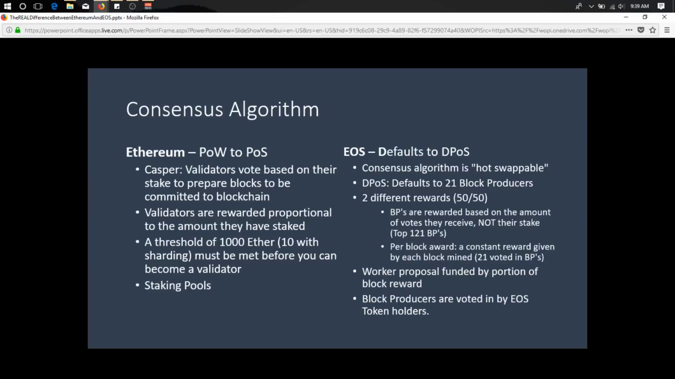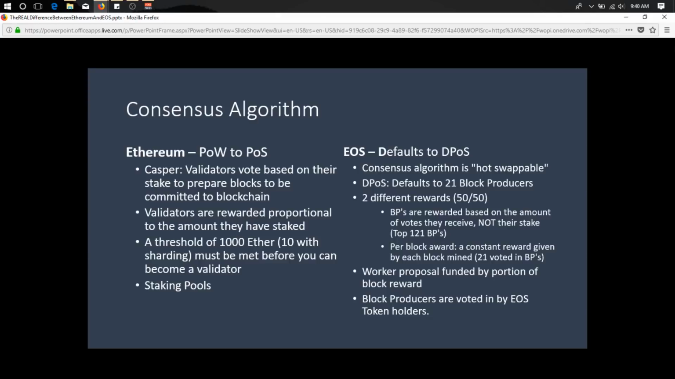At the heart of every blockchain is its consensus algorithm. Since arriving at consensus is arguably the most important aspect of blockchain technology, the consensus for both chains must be critically evaluated. In Ethereum, the consensus algorithm will be moving from proof of work to proof of stake over the next few years. To do so, they will be using a smart contract called Casper.